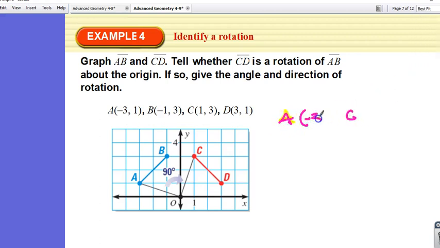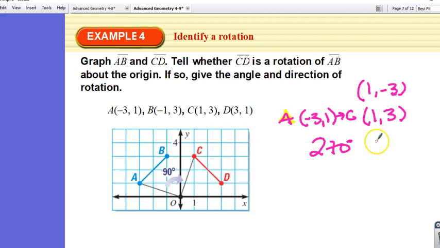So you're going from -3, 1 to 1, 3. What's going on there? Switch the X and the Y, 1, -3, change the sign of the new, oh no, it's the new Y, right? Change the sign of the new Y. So what's that? 270, right? Counterclockwise.